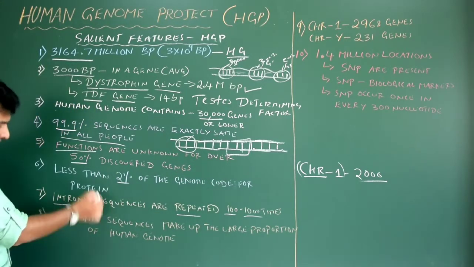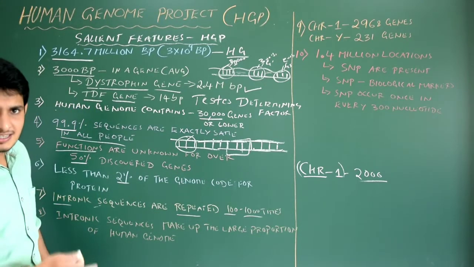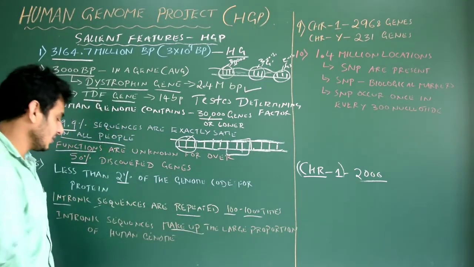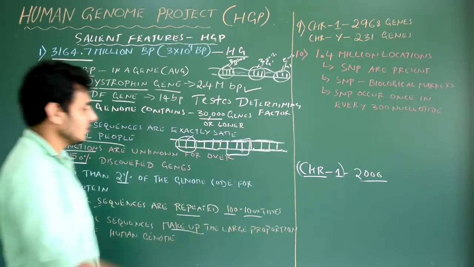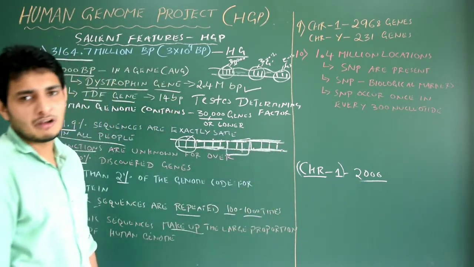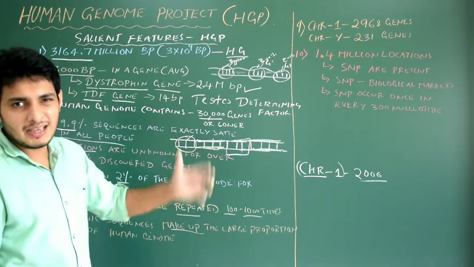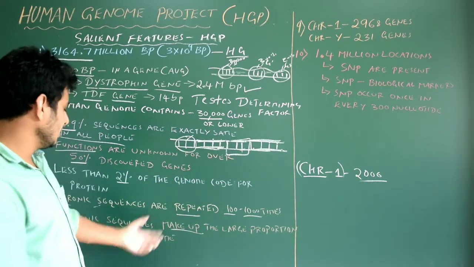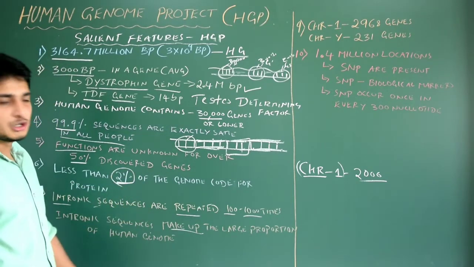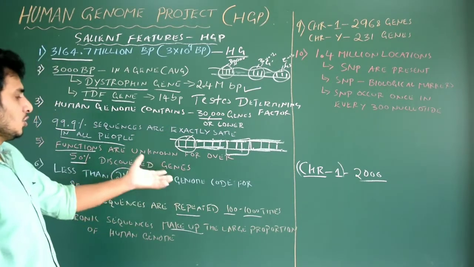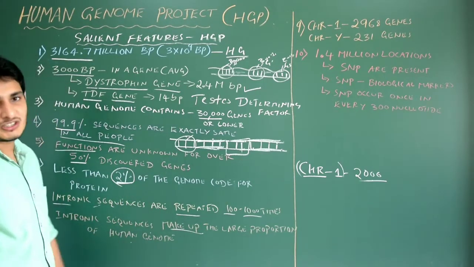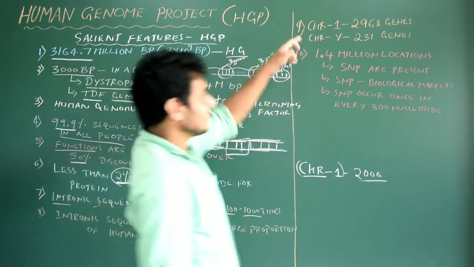And next, the intronic sequences, that is the repeated sequences of the introns, make up a large proportion of the human genome. Yes, we understood that. If you take the human genome, the number of exons will be lesser and the number of introns will be more. You can easily understand it from this statement: only 2% of the human genome codes for protein. That is, 98% could be occupied by the intronic sequences. It is understood.